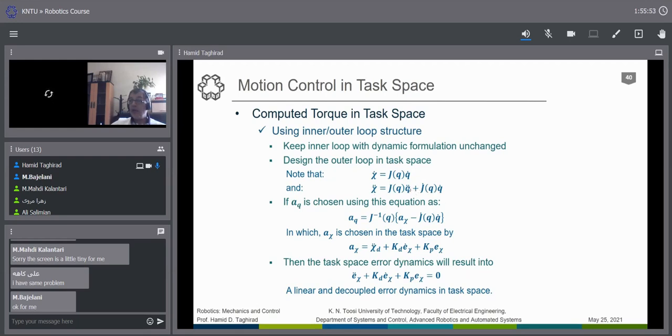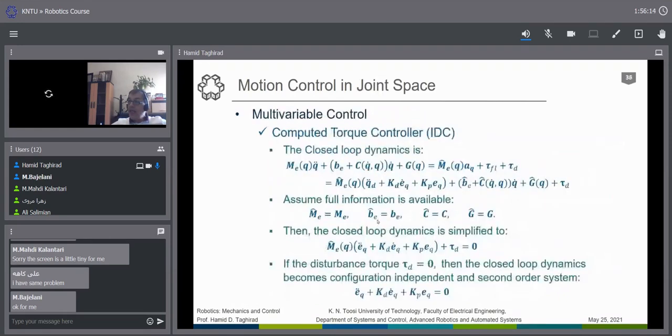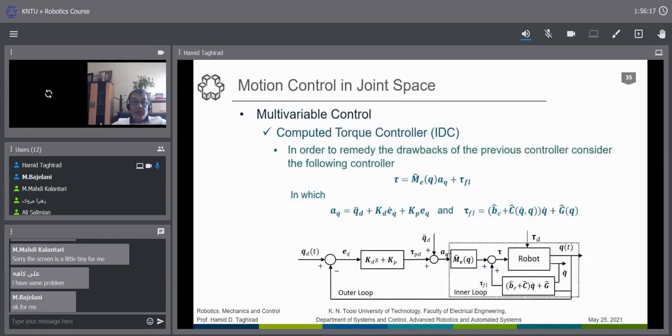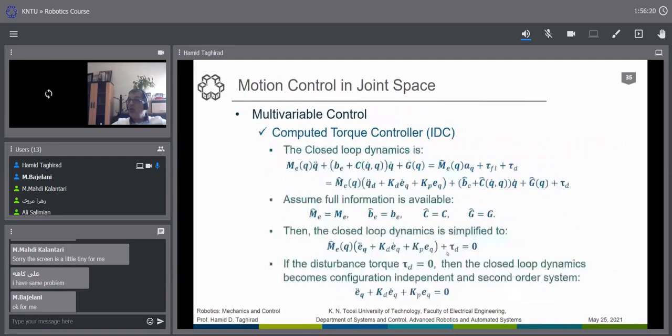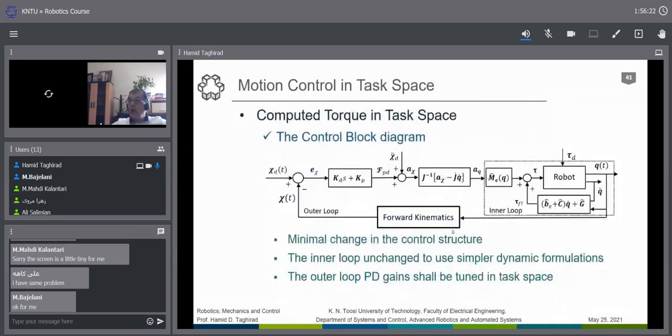And this is a very golden rule. Now, if you would like to find the Q double dot from this equation, you will see that Q double dot, which we call AQ, is J minus 1 times X double dot minus this, and we put this one as AX minus this. Now we have a relation between the AQ term we had in the regular IDC and what we require in our task space. Instead of AQ, we would like to put the AQ here, but we would like to find AX and then find the AQ.